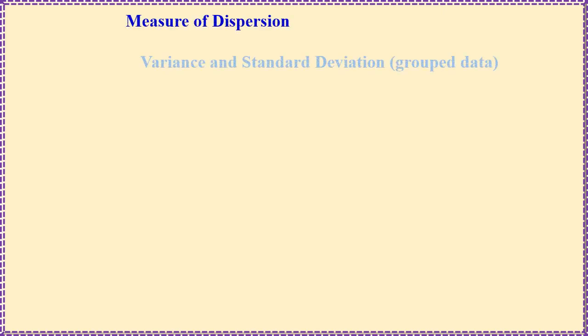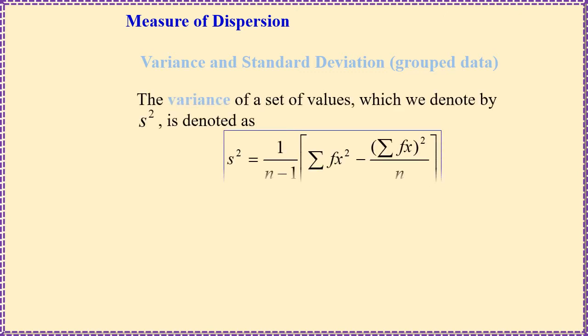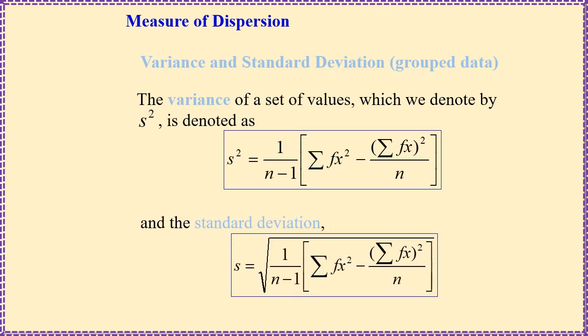So continue with the measure of dispersion. Okay, variance and standard deviation for group data. So actually the formula is the same as the variance and standard deviation for the ungrouped data for the frequency distribution. Why? Because we have f and x, the frequency and x. But for the group data, this x is the middle point or the midpoint. Okay, this is what we need to differentiate between ungrouped and group data. Okay, the midpoint of the interval.